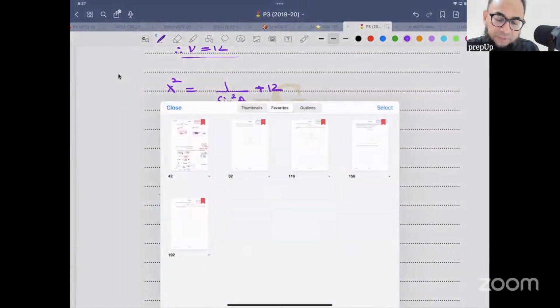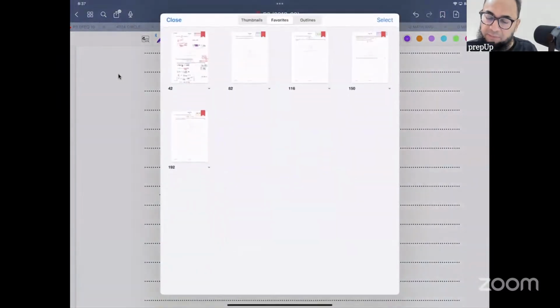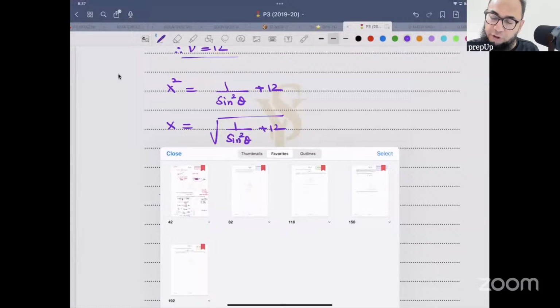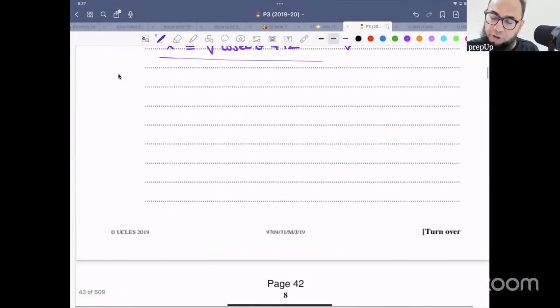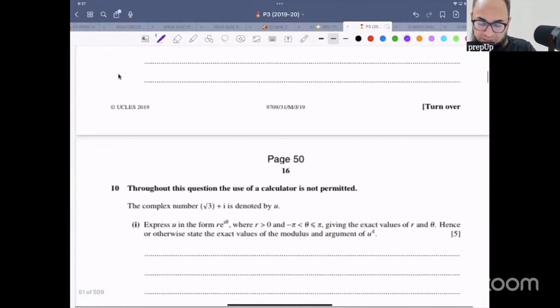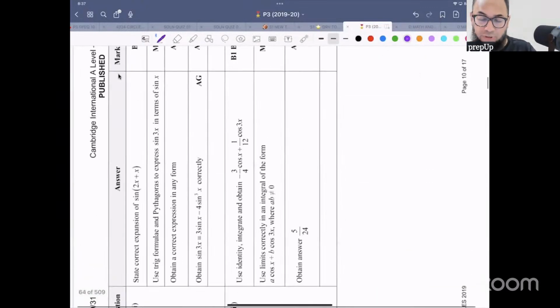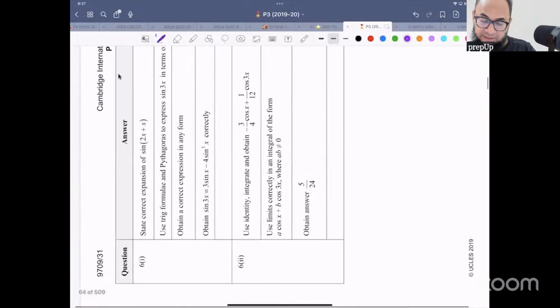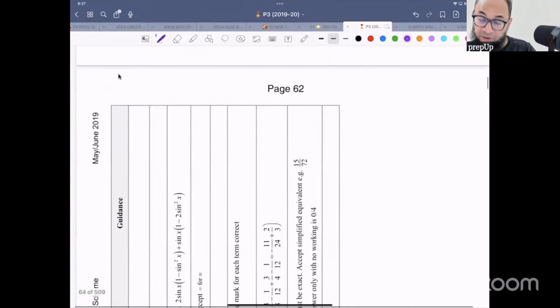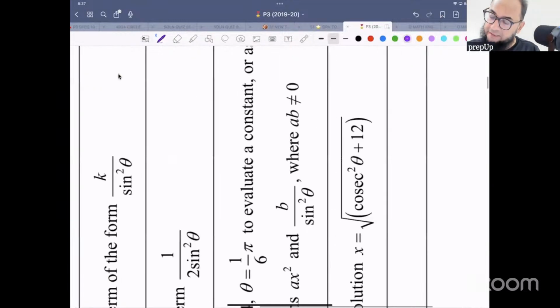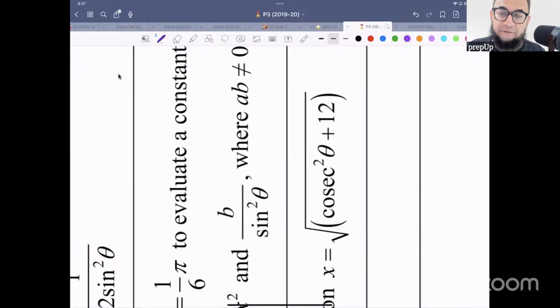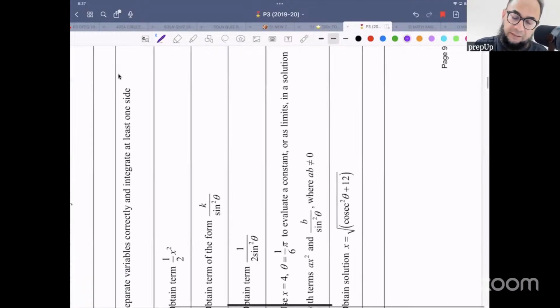And let me just show you the mark scheme. I should have added it as a thing. So that is question number 6. There it is. Question number 5. So that is the answer. I hope you can see it. That is x is equal to the square root of cosec square theta plus 12, the whole thing. So this thing is done.